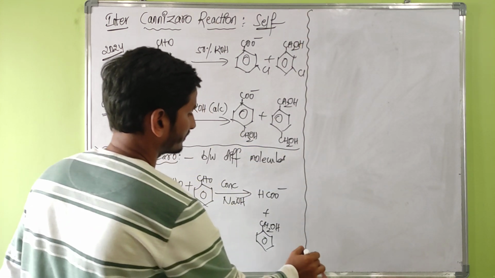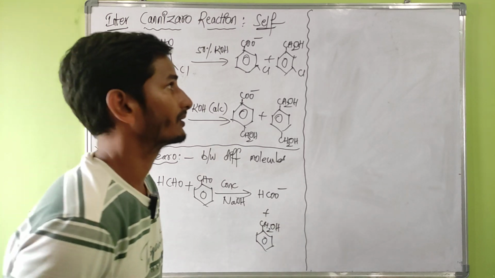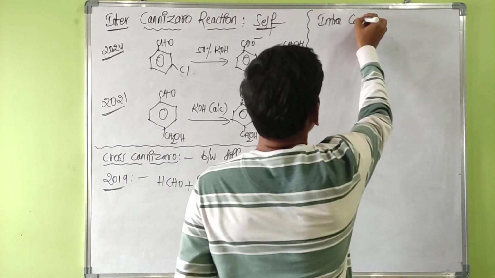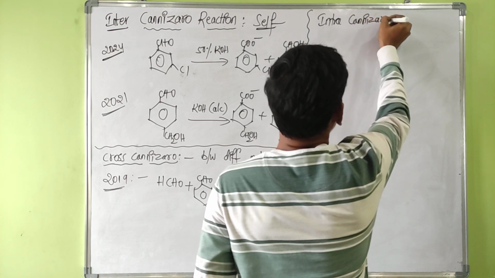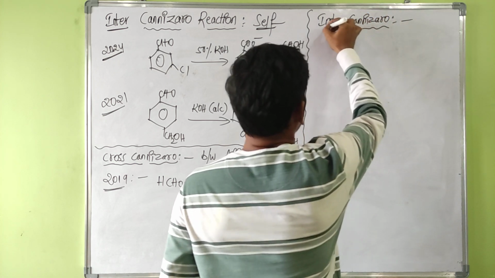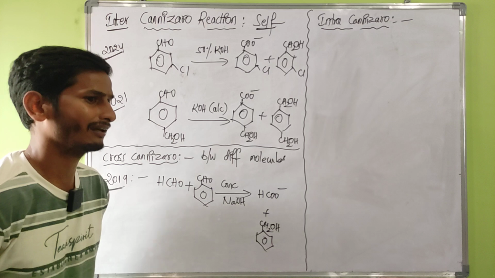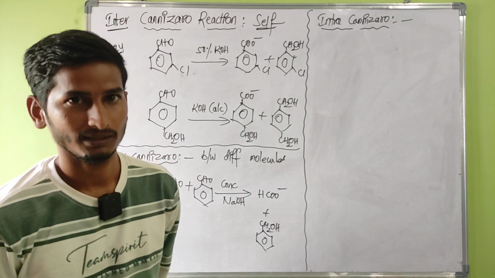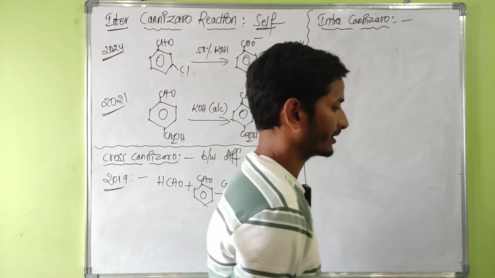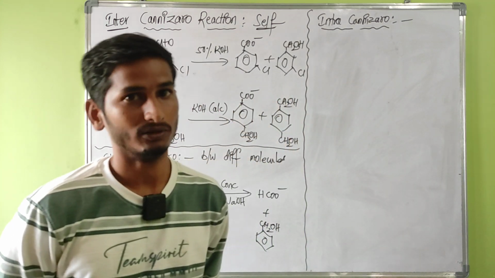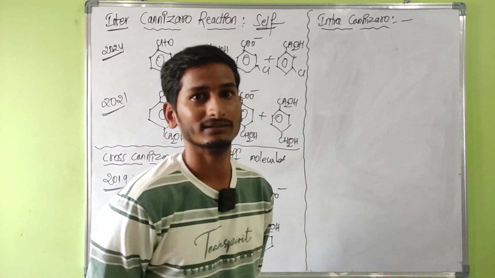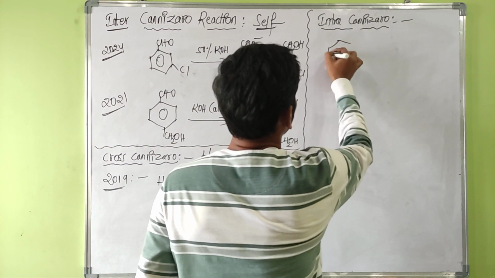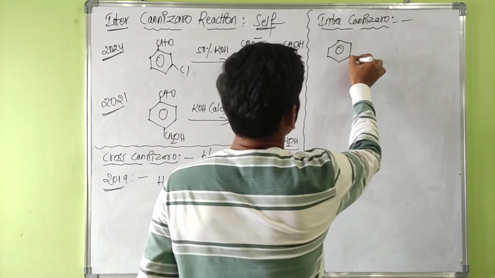We are done with the self and cross. Okay, now let's get into the intra Cannizzaro. Put the heading intra Cannizzaro. In the intra Cannizzaro we'll have only one molecule, with two carbonyl groups on the same molecule. One gets oxidized, the other gets reduced. Okay, let me take one example.